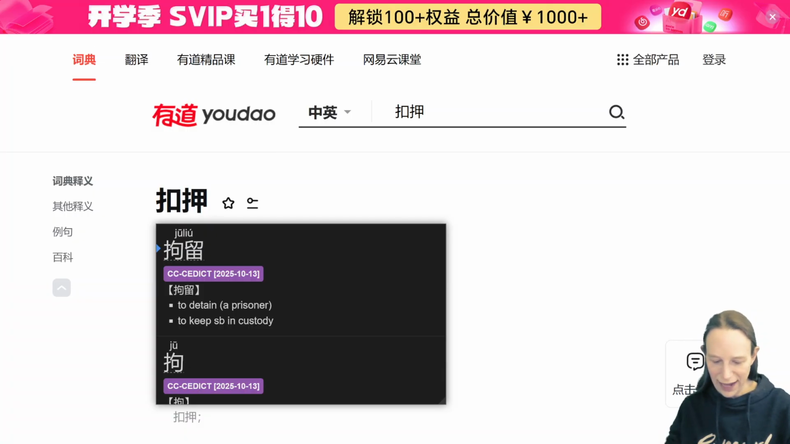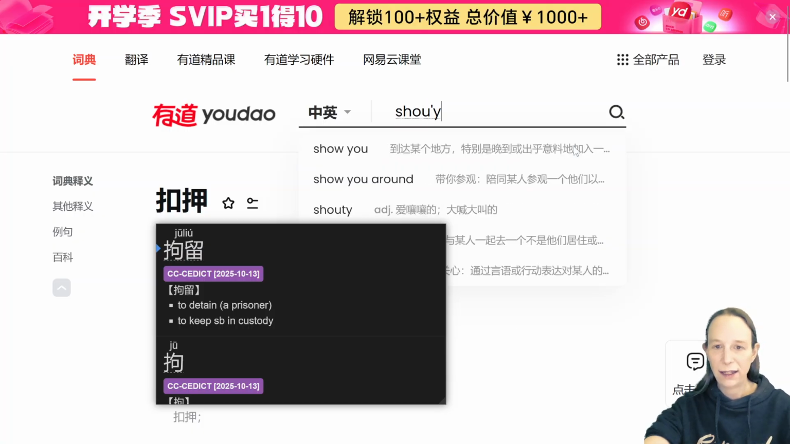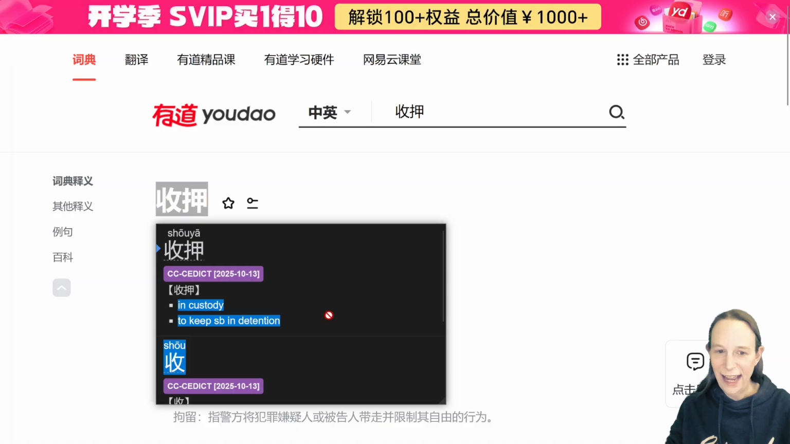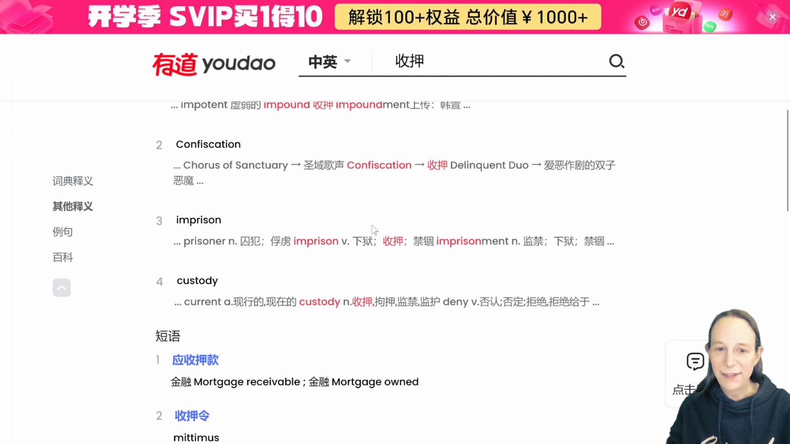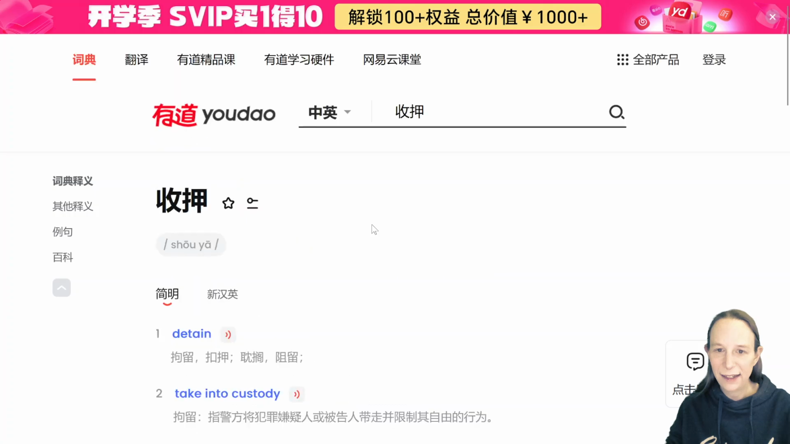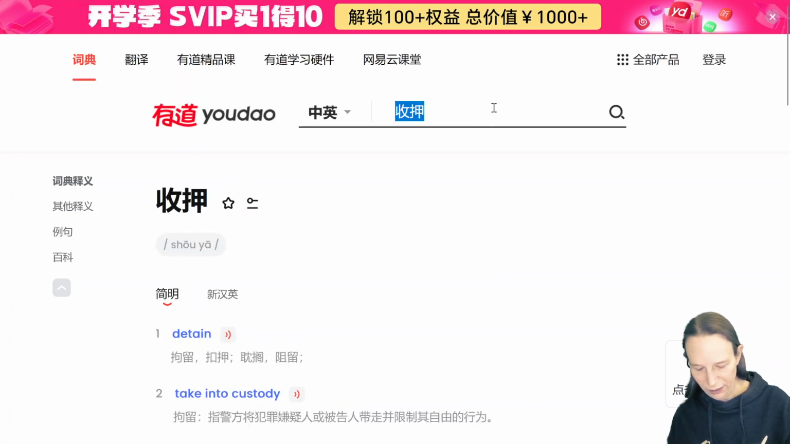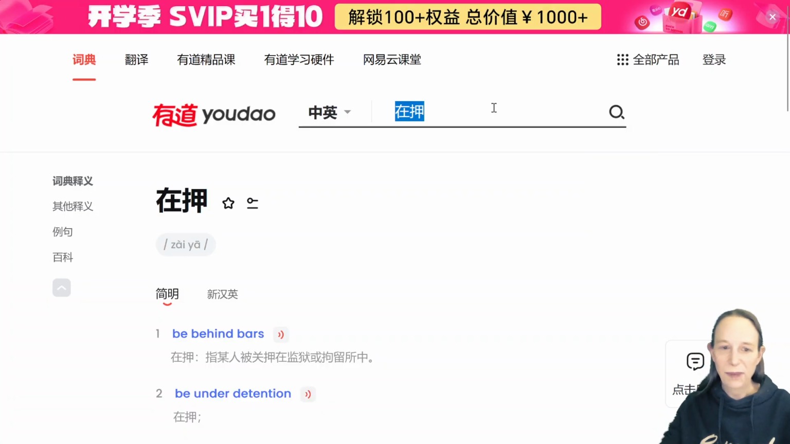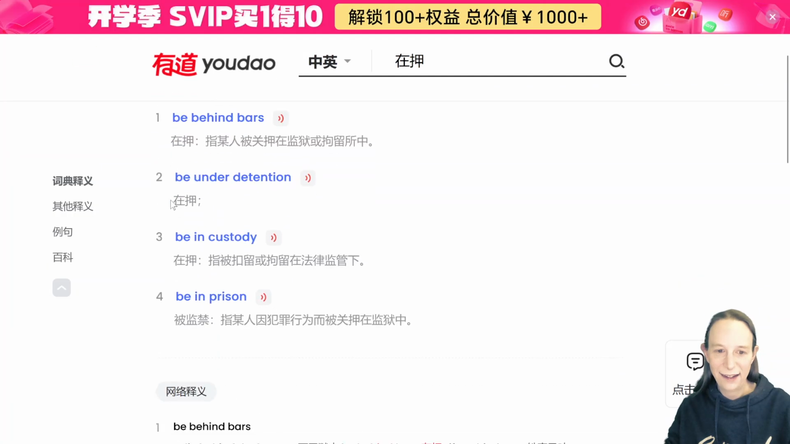Okay. 收押. Oh, that's an interesting one. 收押. So this is not to receive a deposit, but it is to take into custody. Okay, so receive someone for custody. A prisoner or a criminal, I guess. 在押. So behind bars. All right, 在押.